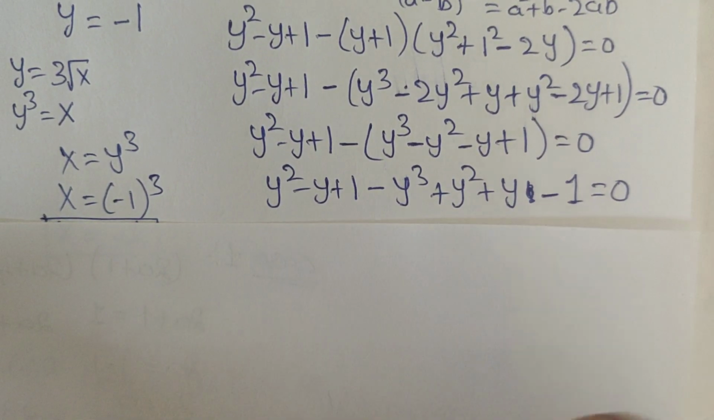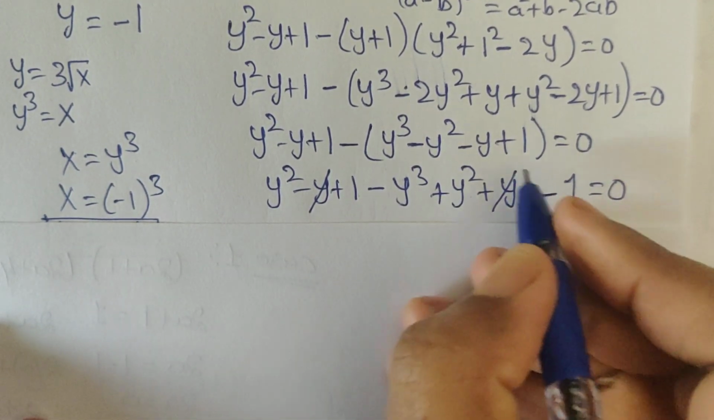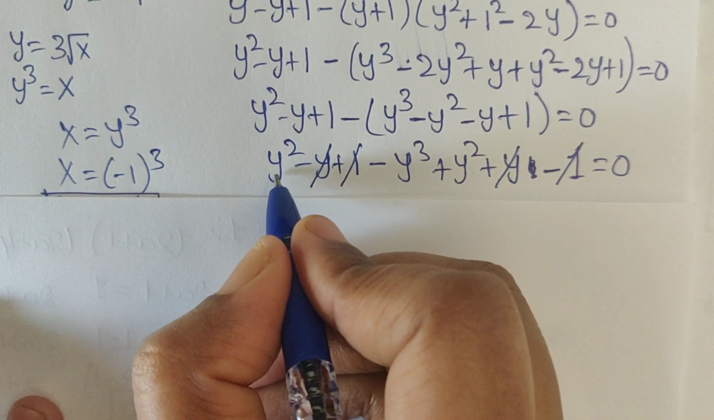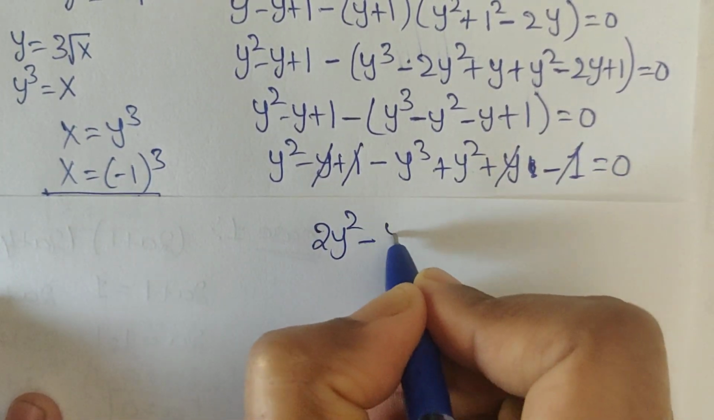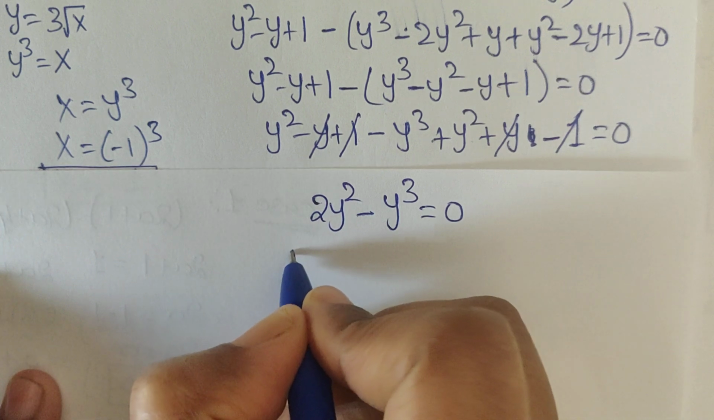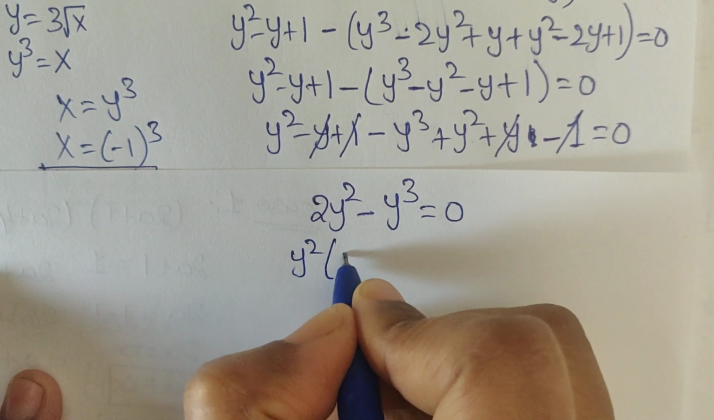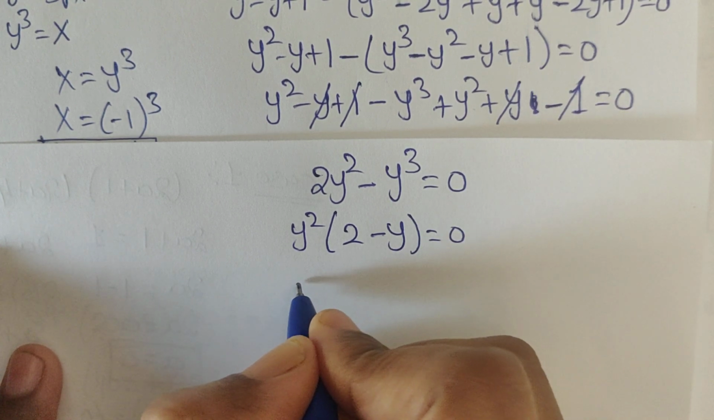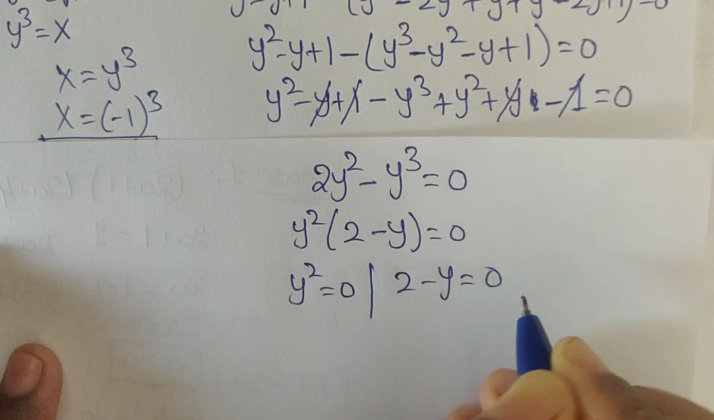So here minus y plus y both get cancelled, and plus 1 minus 1 get cancelled. So here we get plus y square plus y square, which is equal to 2y square minus y cube equal to 0. In these two terms we have y square common, so we take out y square as common. Now here we write the leftover terms, that is 2 minus y is equal to 0. So now split these factors into two parts: one is y square is equal to 0 and another one is 2 minus y is equal to 0.